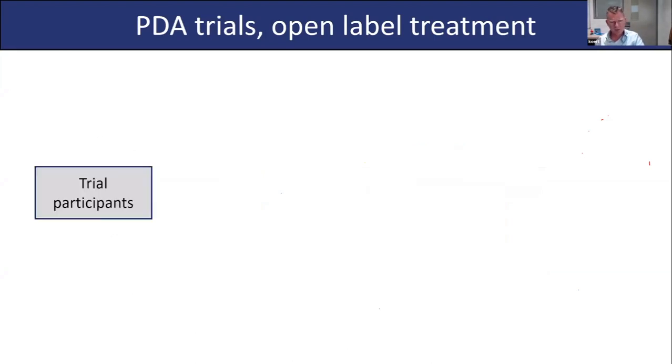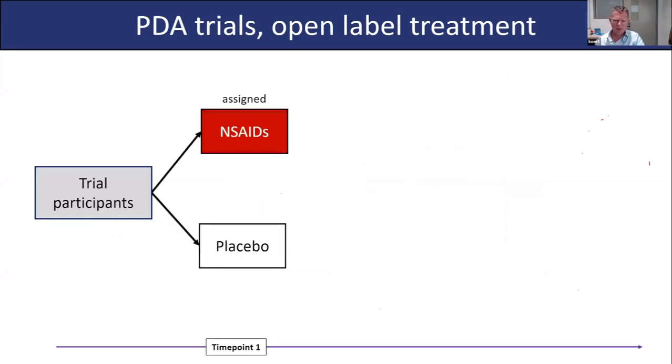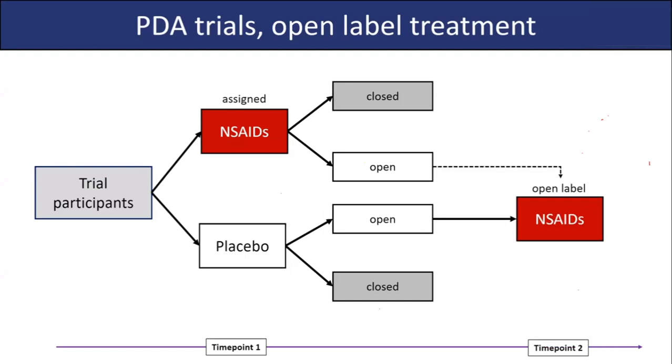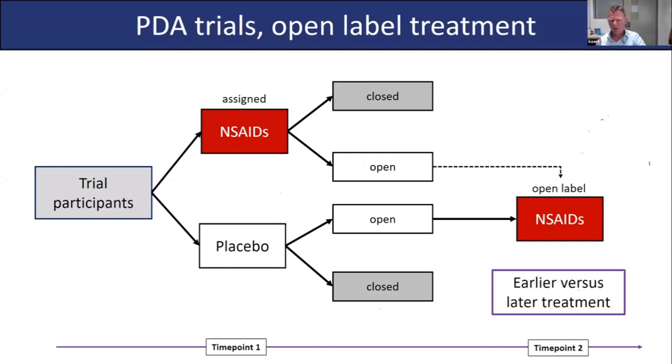So you get your trial participants, which were randomized to either receive NSAIDs or placebo. So it looks like a true placebo-controlled trial. And out of these groups, the PDA could remain closed or open. And of course, it was more closed in the NSAID group versus the placebo group. We do know that. But then the babies who still remained with a PDA open, they all still received NSAIDs. So basically what happens, these are not placebo-controlled trials. These are earlier versus later NSAID treatment trials with a cohort next to it, which is the control group, which closed all spontaneously.